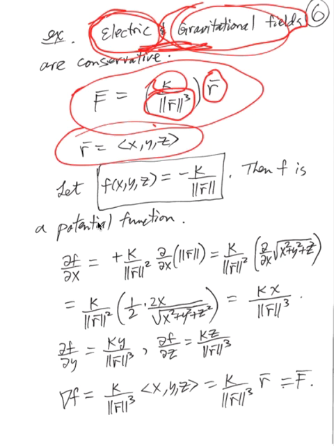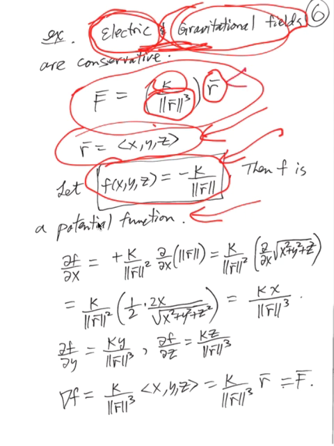Now, I claim this is a potential function right here. This fellow right here is a potential function: negative k divided by the magnitude of r bar. Here's r bar. Well, how would I show that? I would find the gradient of this thing and show that it leads to that fellow. That's what I would do.